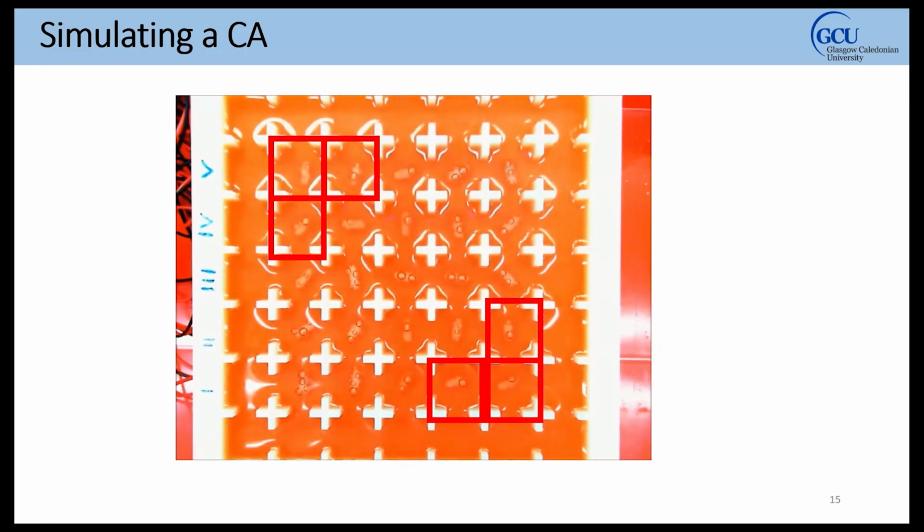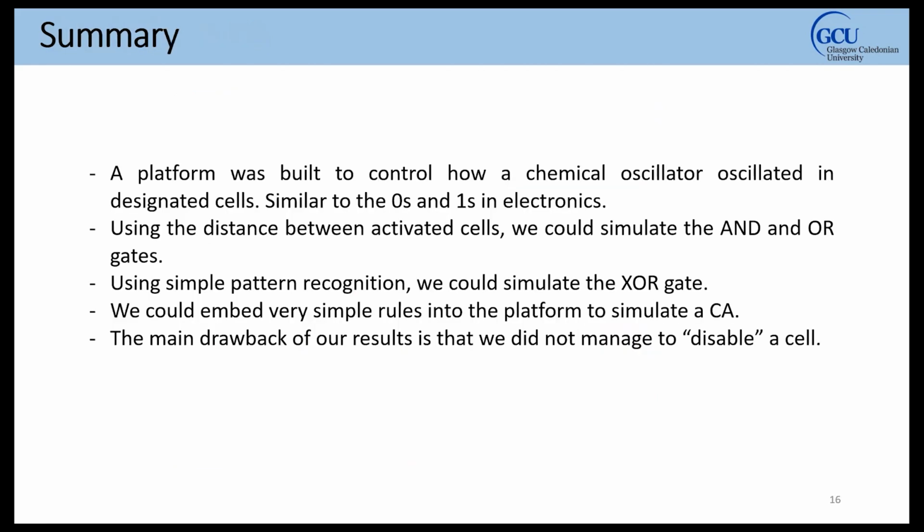and that's where the other cells are going to continue oscillating. So in summary, at the very end, we built a platform to control how a chemical oscillator oscillates between 0 and 1, similar to electronics. Using the distance between the cells, we could simulate AND or OR gates. And then we also did pattern recognition for an XOR gate. And finally, we used this kind of behavior to simulate a cellular automata.